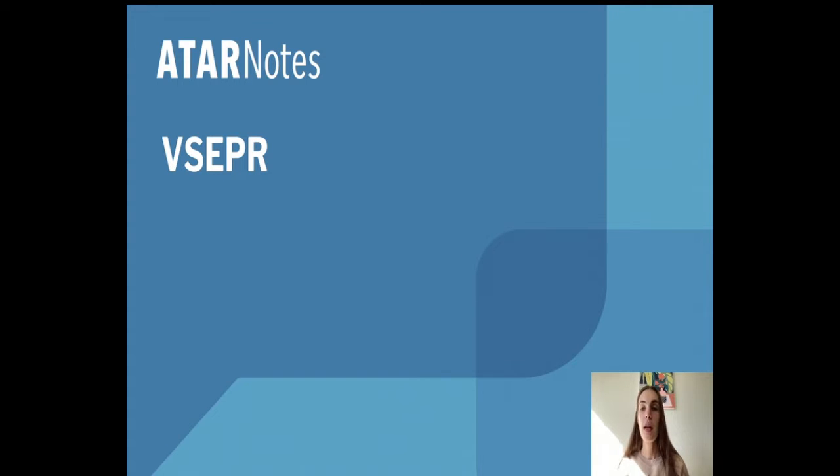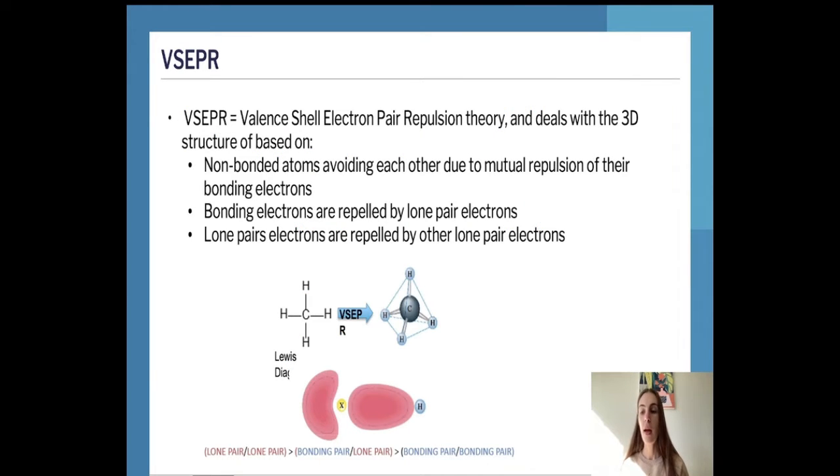So first of all, we'll start off with talking about VSEPR. The VSEPR theory is otherwise known as the valence shell electron pair repulsion theory. This basically talks about the 3D structure of molecules and how they are arranged in space, as opposed to it being a Lewis diagram. As we can see on this diagram, we've got a methane molecule, and then we can convert it into a VSEPR representation in which it forms a triangular type molecule shape.